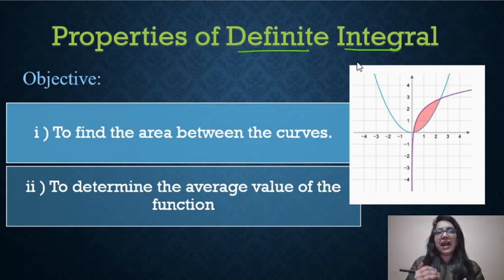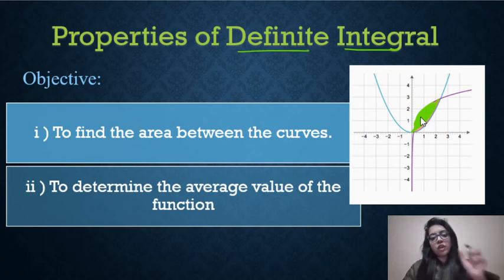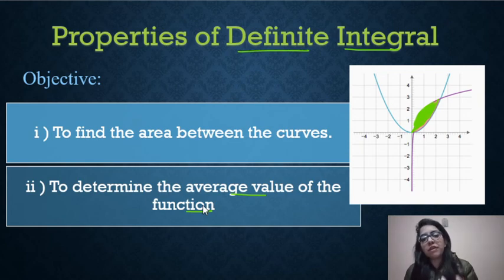It is useful to find the area between any two curves. As you can see over here, there are two curves. By using definite integral we can easily find the area between these two curves, that is this shaded portion. Now this green portion we can easily find. For that we use definite integral, and even to find the average value of the function we have to use definite integral. So now what are the properties, ma'am? Which properties are you talking about?